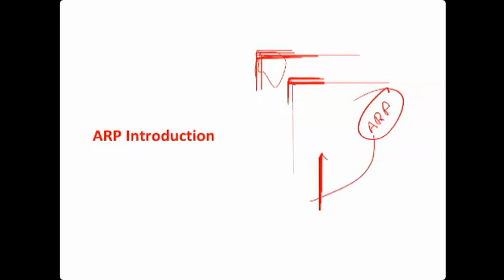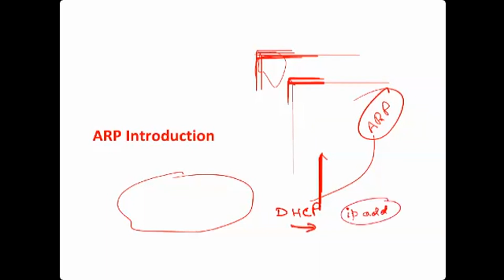Why do we need ARP? See, we are in the local network, right? LAN. DHCP has given us what? DHCP has given us the IP address of the machine which is requesting, then the gateway router IP address and the domain name server's IP address. These are the minimum three things we have got. Now we have to communicate with, say, the domain name server.